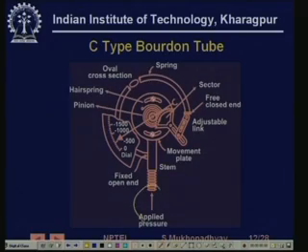Coming to the C type Bourdon tube, this is the usual Bourdon tube. You can see the different parts. For example, this is the place where the pressure is applied. It's a tube which is connected to the region where you want to measure the pressure, and this pressure comes into this pipe. Now the most interesting thing is that this pipe has an oval cross section. This is the crucial point about Bourdon gauges. Whenever you apply pressure, this cross section tends to become roundish.